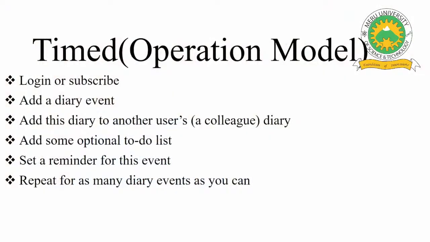How does it work? You log in or subscribe, add a diary event. You are able to add this diary to someone else's diary. If you have an event attended by more than one person, you can invite that person to your diary, and that diary will be synchronized across your devices. Add some optional to-do list for each of your events. Set a reminder for this particular event, and repeat for as many diary events as you can.